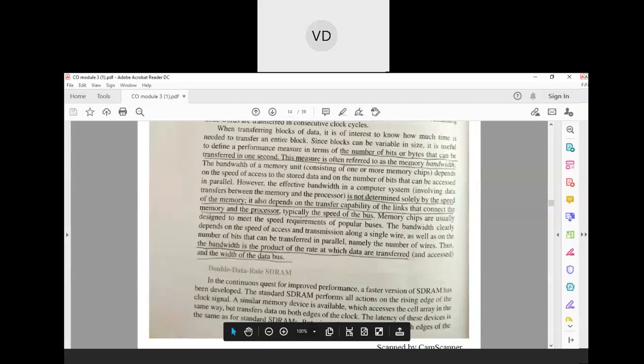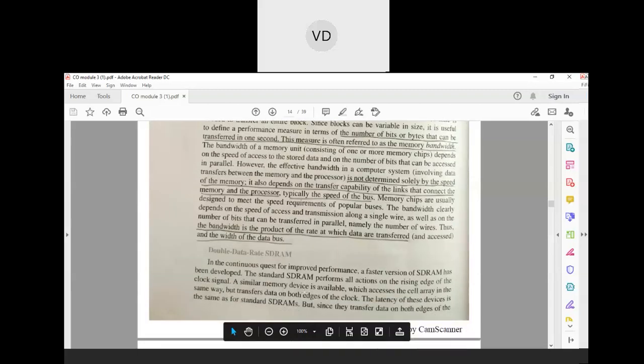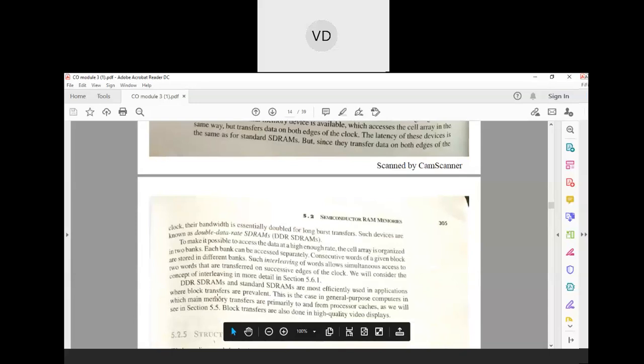Next, we are going to study the double data rate RAM, that is synchronous DRAM. So, double data rate means what? Till now, we were transferring the data only on one edge, the rising edge. Double data rate means we can transfer the data on both edges, the falling edge also and the rising edge also.